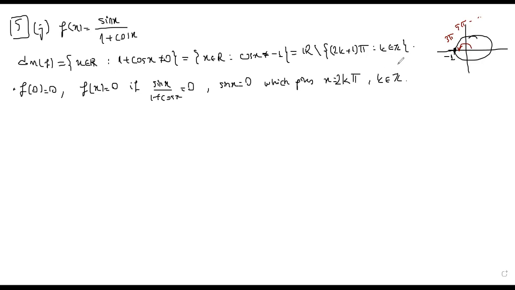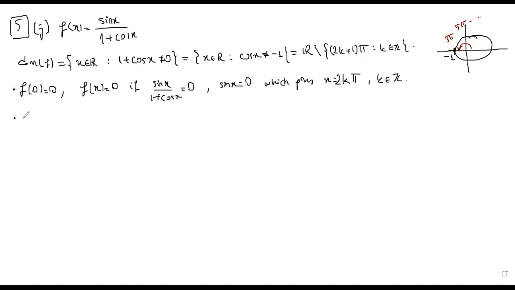As pi is not in here, right? Pi is not in the domain. We cannot solve this equality by saying x equals pi, right? We need to take only the ones in the domain which make this function 0, which are the even multiples of pi.